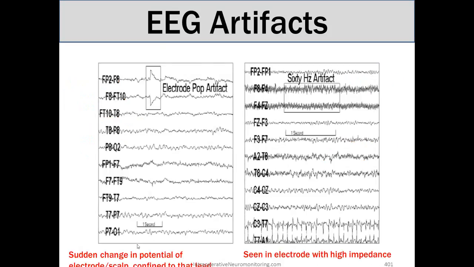Electrode pop artifact. We see a sudden change in potential of the electrode to the scalp, confined to that lead itself. So here we're looking at the F8 lead, which is the common lead having that electrode pop artifact. 60 Hz artifact is seen in electrodes with high impedance. So again, chances are it is the F4 that has a poor impedance, and that's when we would want to check that electrode.